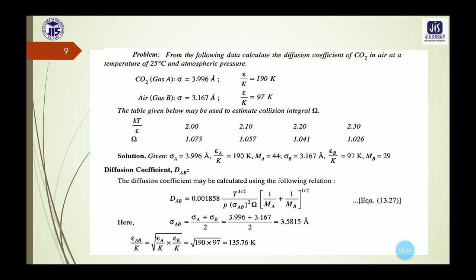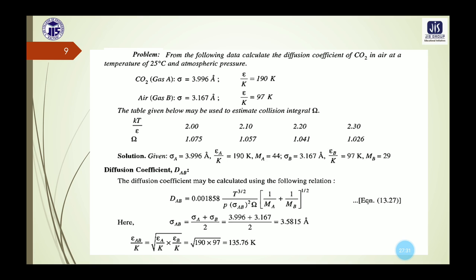From the following data, calculate the diffusion coefficient of carbon dioxide in air at a temperature of 25 degrees centigrade and atmospheric pressure. So what are the things given? CO2, that is gas A, sigma is 3.996 Angstrom, and epsilon by K is 190 Kelvin. For air, that is gas B, sigma is given as 3.167 Angstrom, and epsilon by K is 97 Kelvin.